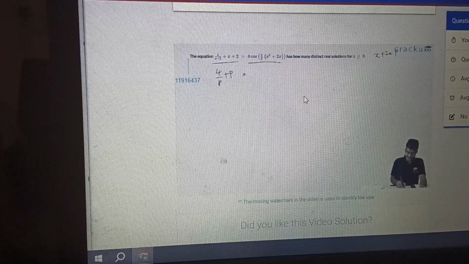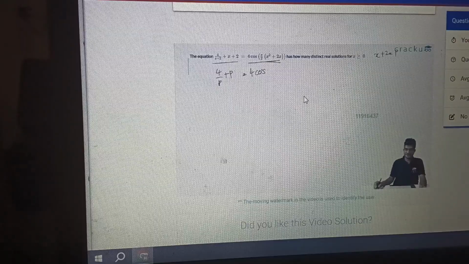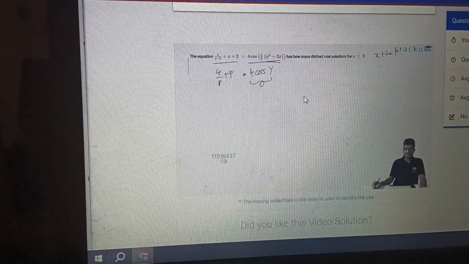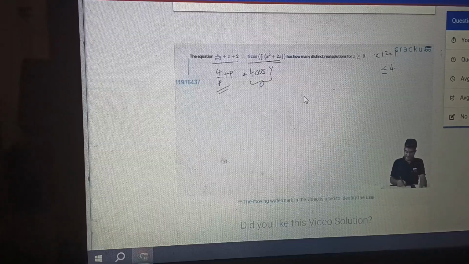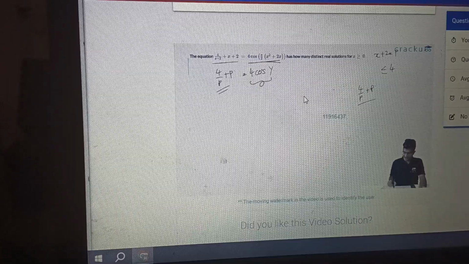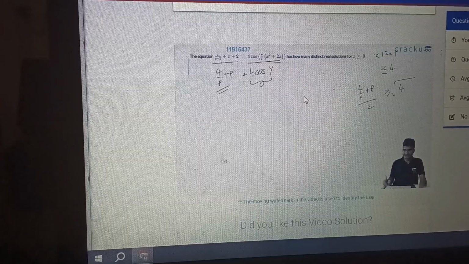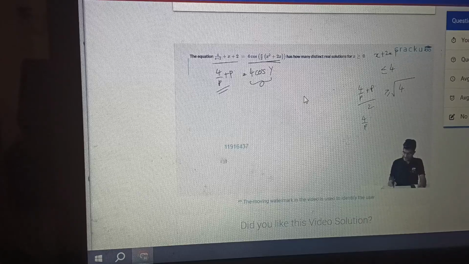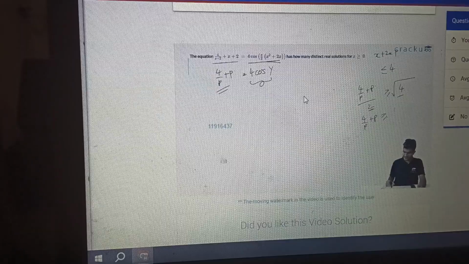And the right hand side is of the form 4 into cos of something. Let us call pi by 2 into x square plus 2x to be equal to y. The right hand side, 4 cos y, will always be less than or equal to 4. And on the left hand side, 4 by p plus p divided by 2 will always be greater than or equal to square root of 4 by p into p, which is 4. This is simple arithmetic mean is greater than or equal to geometric mean. So 4 by p plus p will always be greater than or equal to 2 into square root of 4, which is 2, so that is equal to 4.